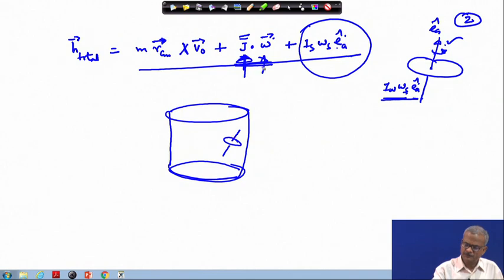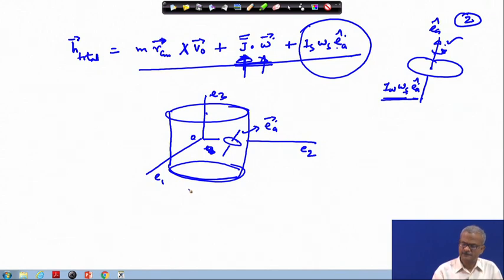So, the complete moment of inertia and unit vector along this direction is E a, and let us say that E 1, E 2 and E 3 are the three mutually perpendicular directions. This is E 2 and O is located here. In that case, this is not necessarily the center of mass.